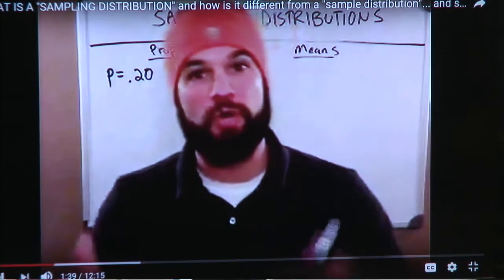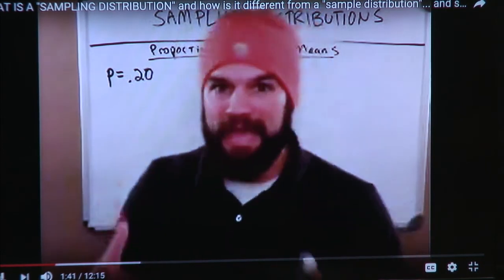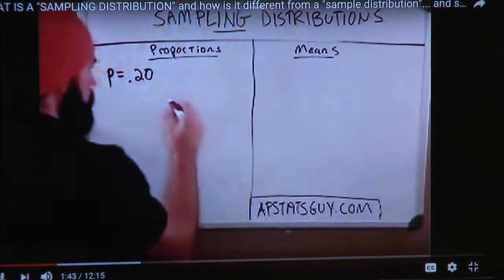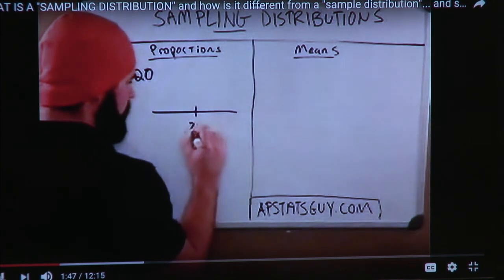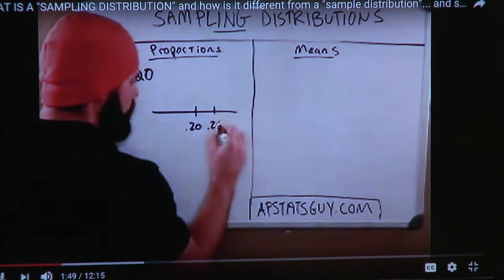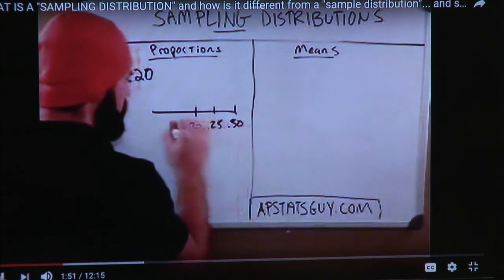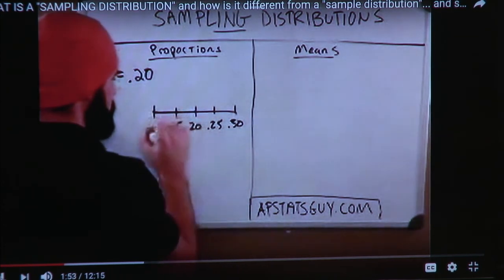Sample proportion is known as a p-hat. So if you can imagine this, me going out, I'll show you a little scale here, and we get about 20, 25, 30, 15, and 10%.